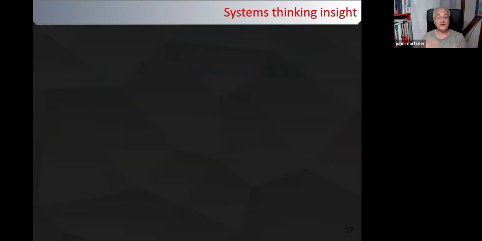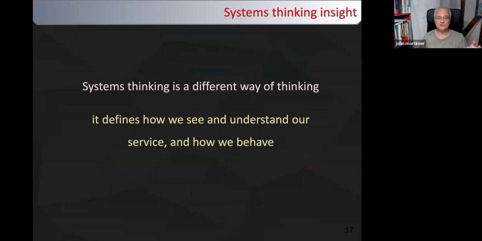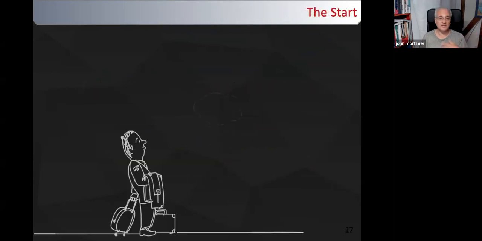But I'm just going back over some of the background to this, because systems thinking is a fundamentally different way to look at and understand our services and our organizations, but also how we behave. And that's the premise that I'm coming at it in this case.